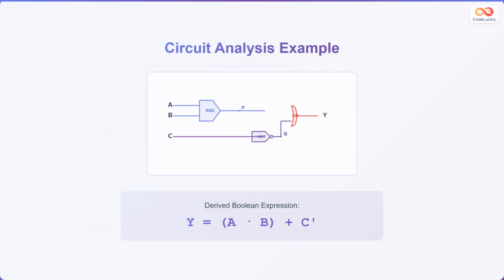Let's walk through a circuit analysis example. The circuit consists of an AND gate, a NOT gate and an OR gate connected in a specific configuration. The derived Boolean expression for this circuit is Y equals A AND B, OR with C complement.